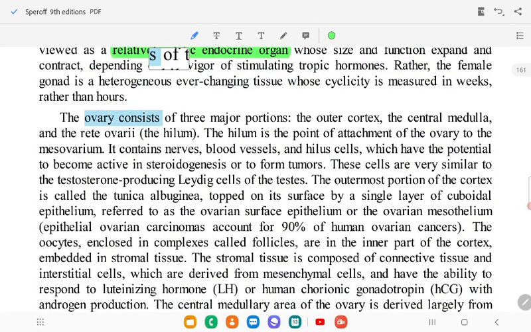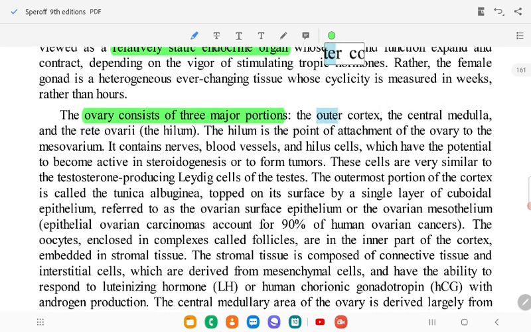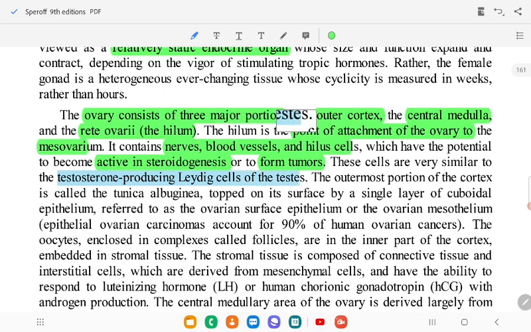The ovary consists of three major portions: the outer one is the cortex, the central is the medulla, and the rete ovarii, the hilum. The hilum is the point of attachment of the ovary to the mesovarium. It contains the nerves and blood vessels and the hilar cells, which have the potential to become active in steroidogenesis or to form tumors. These cells are very similar to the testosterone-producing Leydig cells of the testes.